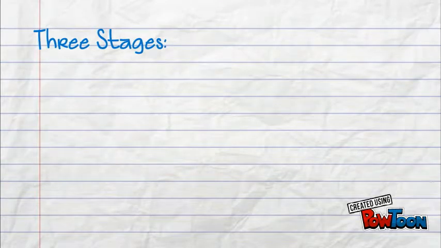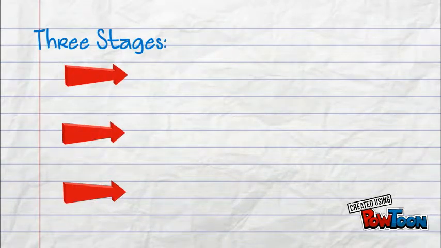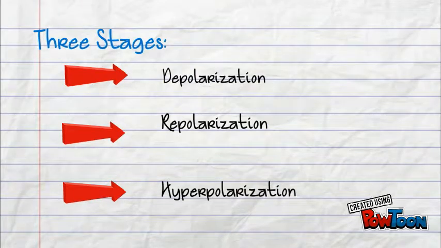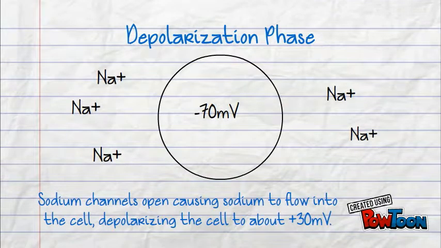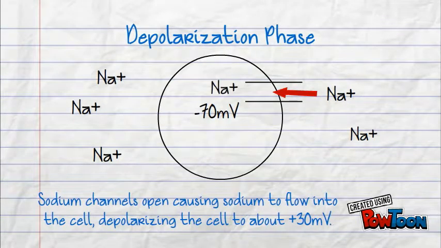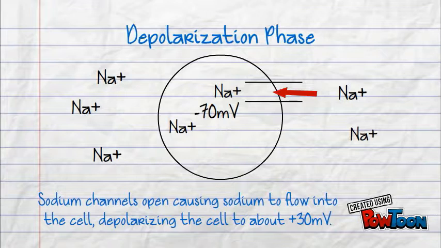Now we are going to begin our discussion on the three stages of a typical action potential. Those three stages consist of depolarization, repolarization, and hyperpolarization. To begin, we're going to look at the first phase of the action potential, also called the depolarization phase. In this phase, sodium channels found in the sodium-potassium pump open, allowing the sodium ions found on the outside of the cell to now flow through to the inside of the cell. The movement of the sodium ions to the center of the cell causes the cell to depolarize to approximately plus 30 millivolts. In this phase, the depolarization of the cell must reach the threshold in order to create an action potential.